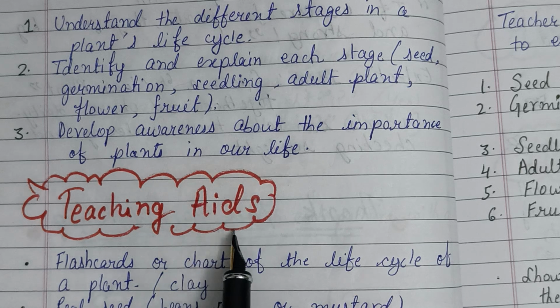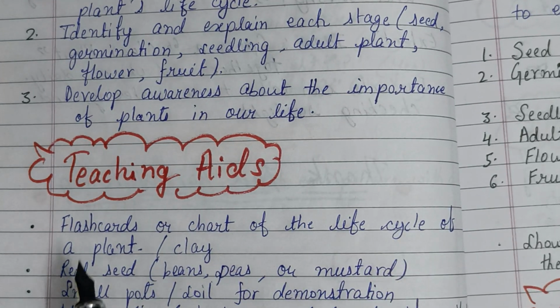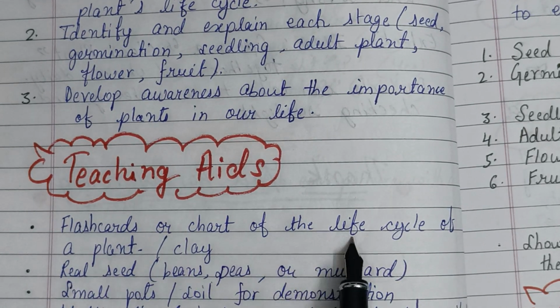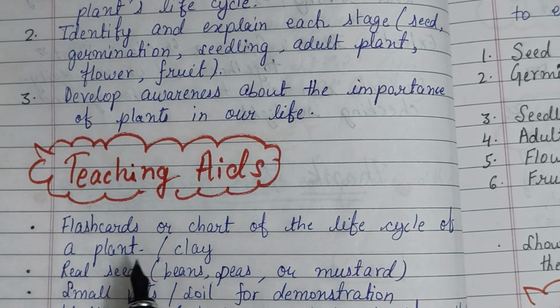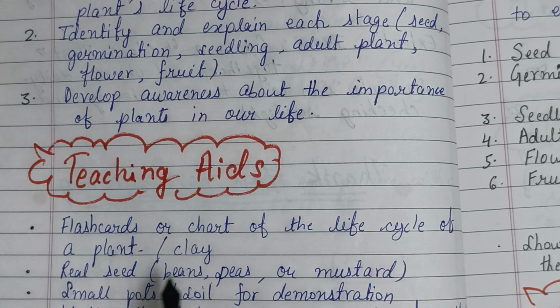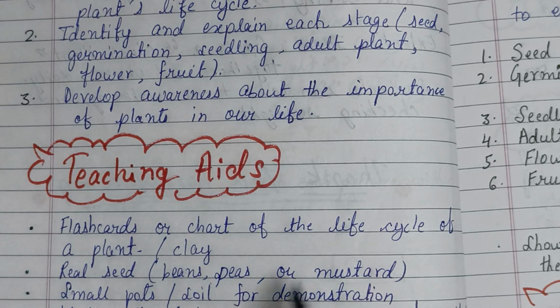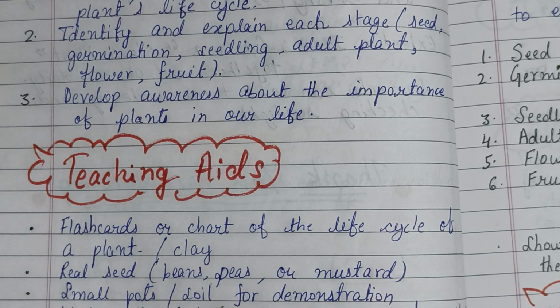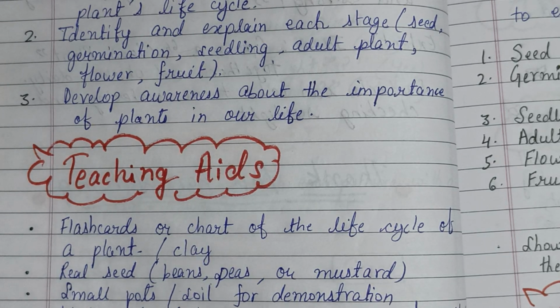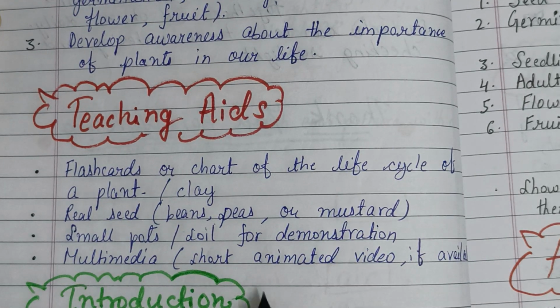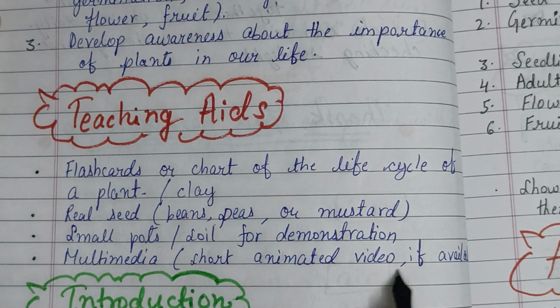Next, teaching aids. You can use flashcards or a chart of the life cycle of a plant, or clay, real seeds, beans, peas or mustard, small pots or soil for demonstration, and multimedia: you can use a short animated video if available.